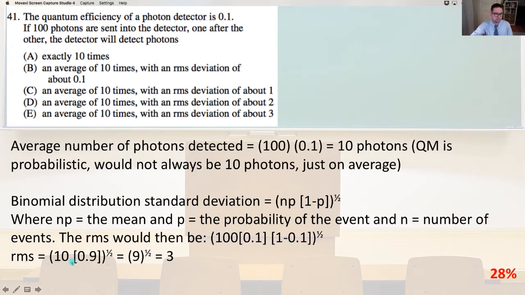So the RMS is going to equal the square root of 10 times 0.9, and that's going to be the square root of 9, and that's simply 3. That is going to be the RMS deviation, and the average detected photons is going to be 10, and so that is answer E.